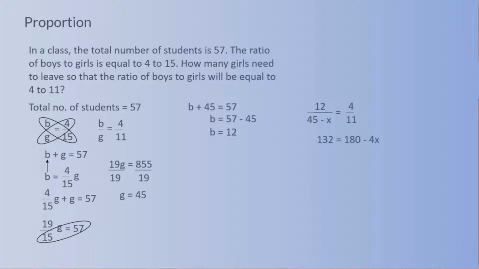By cross multiplication, 12 times 11 is 132, equal to 180 minus 4x. By transposition, 180 minus 132 will be 48. Dividing both sides by 4, the answer will be 12. Now, we know that 12 girls need to leave the class so that the ratio of boys to girls will be equal to 4 to 11.